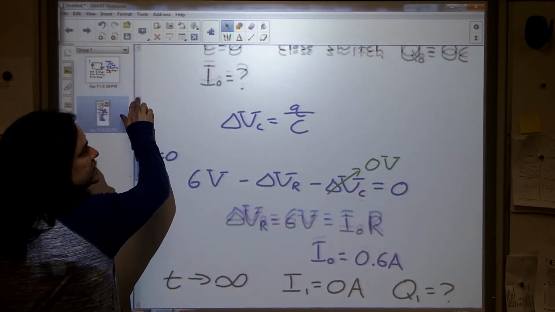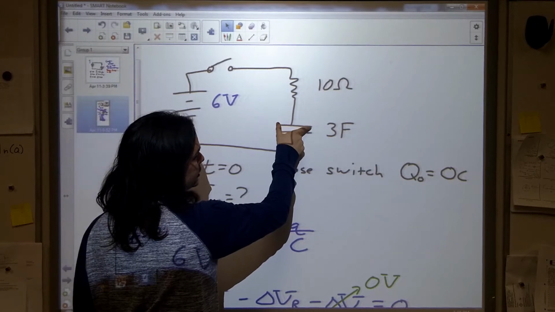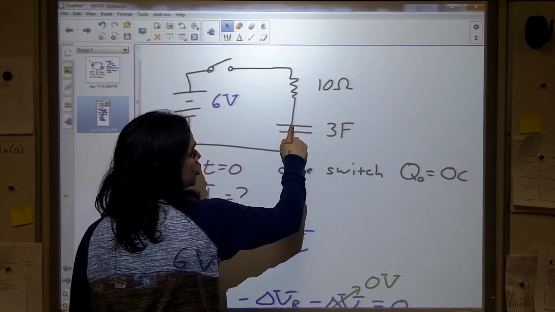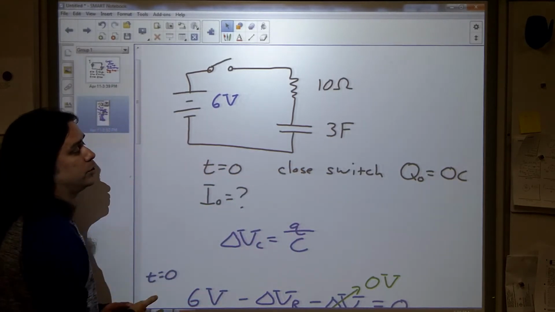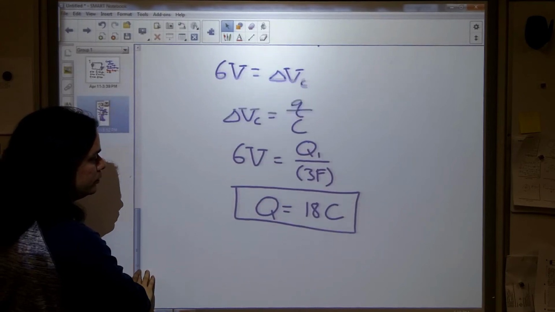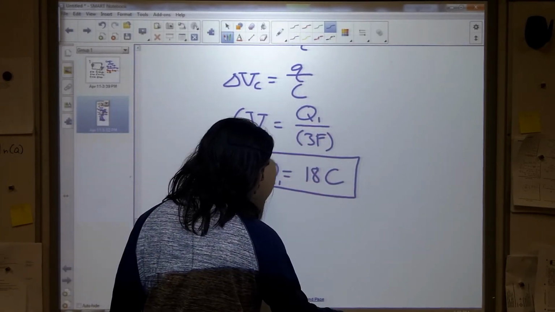And when we look at this, that's how much charge is actually on one of the plates. We have 18 coulomb and negative 18 coulomb, because as we bring in charge, remember an equal amount goes over there. All right, great. So now we know Q final. This is the charge at the end.